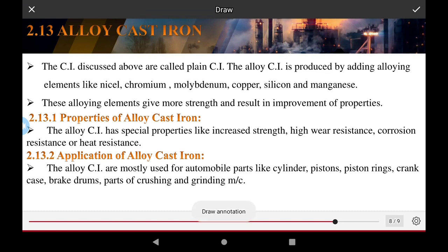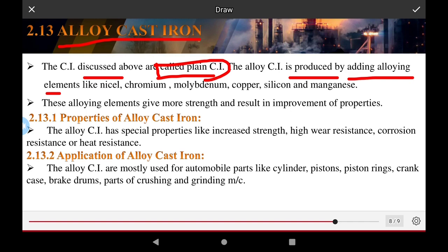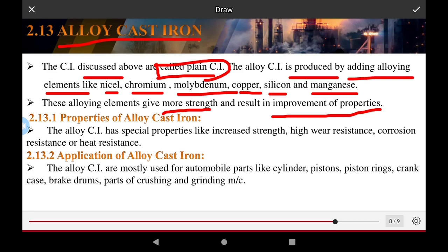Alloy cast iron. What is meant by alloy cast iron? The cast iron discussed above is called plain cast iron. The alloy cast iron is produced by adding alloying elements like nickel, chromium, molybdenum, copper, silicon, and manganese. The alloying elements give more strength to the alloy cast iron and result in improvement of properties of gray cast iron.